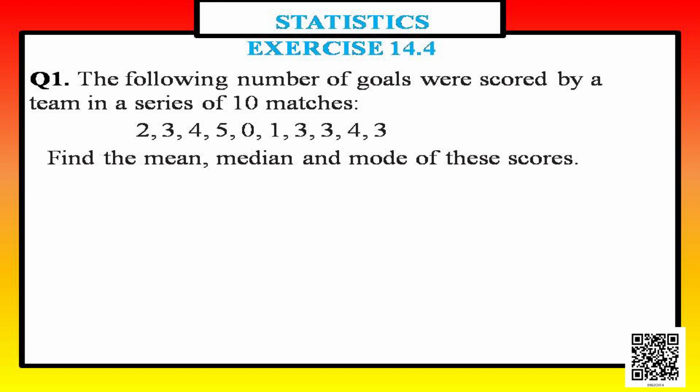Now to find the mean, first we add all the numbers and then divide by 10, which is the number of terms given to us. So it is 2 plus 3 plus 4 plus 5 plus 0 plus 1 plus 3 plus 3 plus 4 plus 3, which is 28, divided by 10. So the answer for the mean is 2.8.